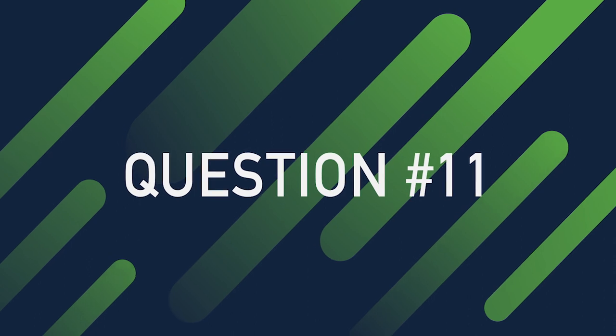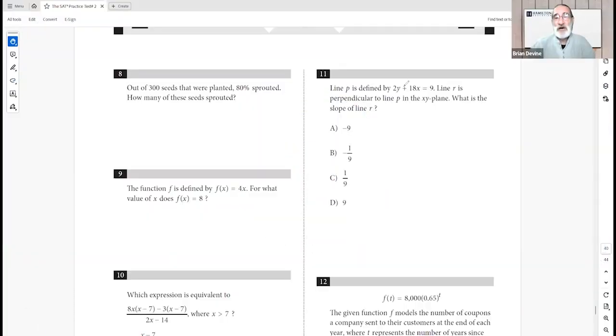Question 11. Line P is defined by 2y plus 18x equals 9. And line R is going to be perpendicular to line P. Well, I can take this and clean it up a little bit. I can write it as y equals negative 9x plus 9 halves. So I subtracted 18x from both sides and divided by 2.